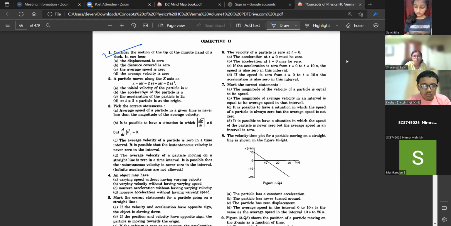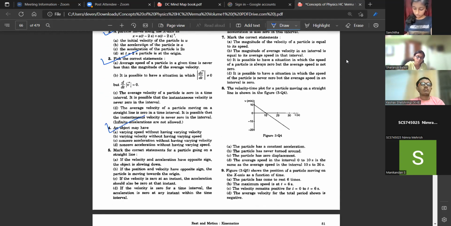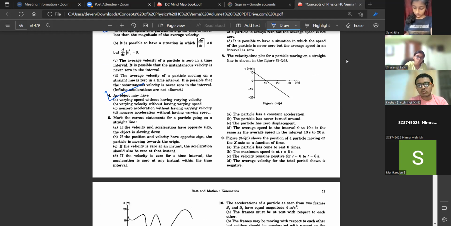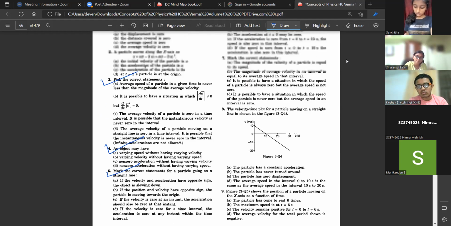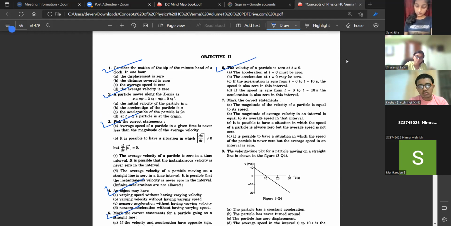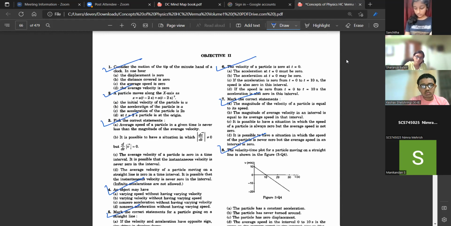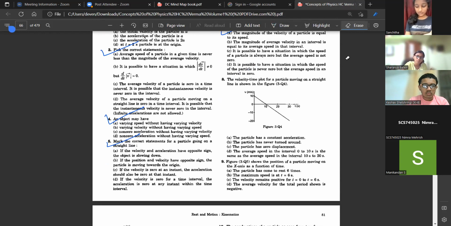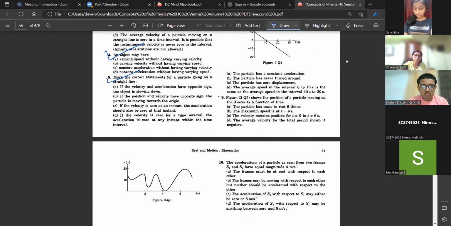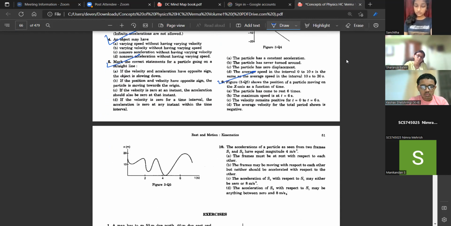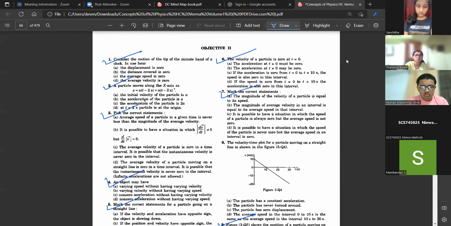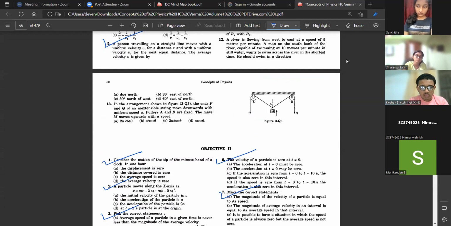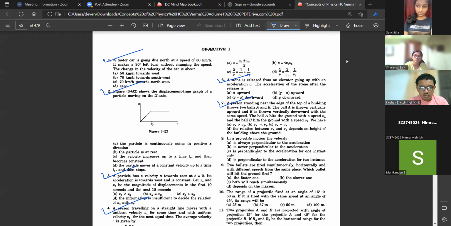6 from objective 1. From objective 2 it is 1, 2, 3, 4, 5, 6, 7, 8. No, don't do 8 because we have not done velocity time graph. So do this one, and 9. So except for 8, 1 to 9, objective 2, objective 1, 1 to 7.